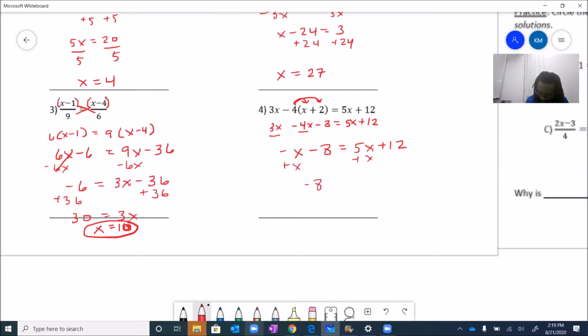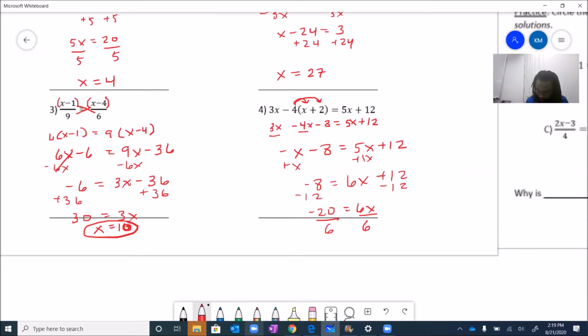And so I have -8 equals 6x plus 12. Remember that number in front of this x was a 1, right? Subtract 12 from both sides. Okay, and I should get -20 equals 6x, and then finish it off by dividing by 6.